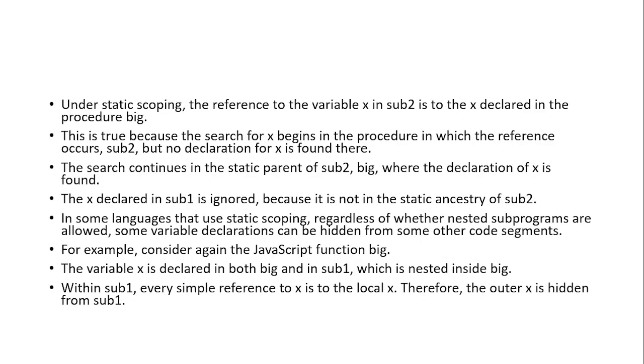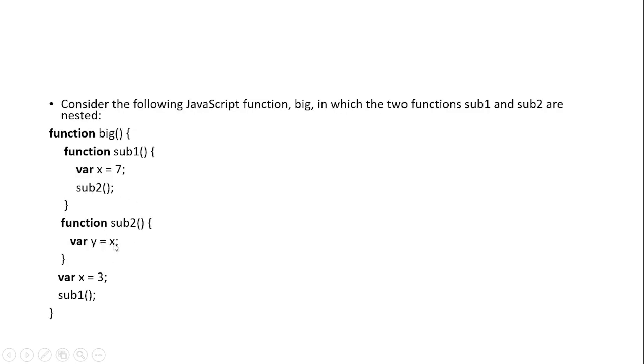So suppose we have this static scoping. The reference to variable x in sub2 is to the x declared in the procedure big. This is true because the search for x begins in the procedure in which the reference occurs, that is sub2, but no declaration for x is found there. So if we see this x inside sub2, it will search for a declaration for x inside sub2. That is not there, so then what can we do?